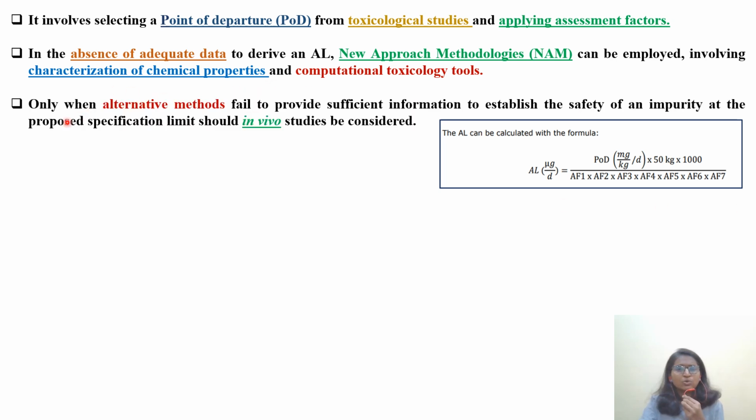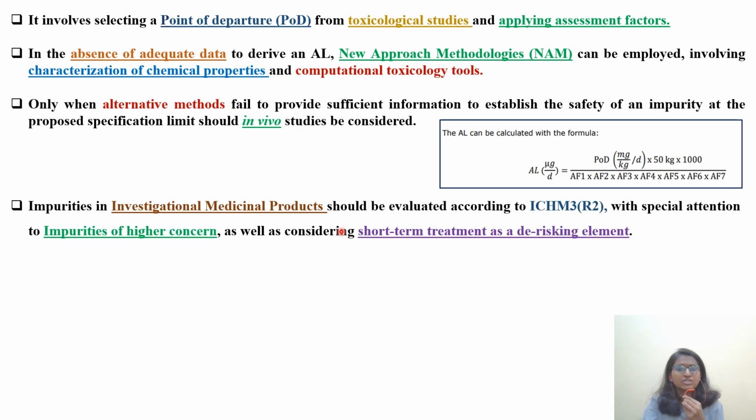Only when alternative methods fail to provide sufficient information to establish the safety of an impurity at the proposed specification limit should in vivo studies be considered. So, conducting toxicology studies for these impurities should be the last option. You have to try all these other alternative approaches. If you are unable to qualify it, then as the last option in your decision tree, you have to conduct in vivo toxicology studies.